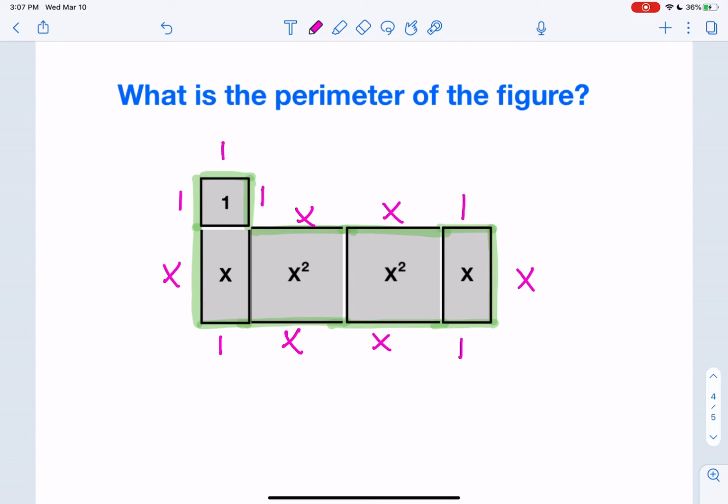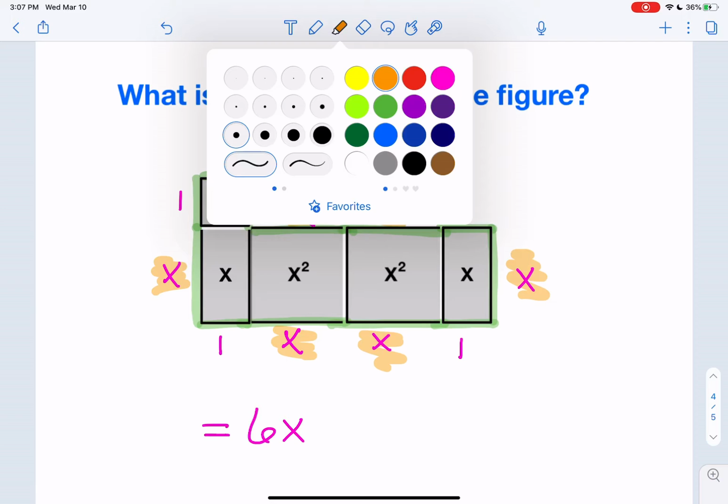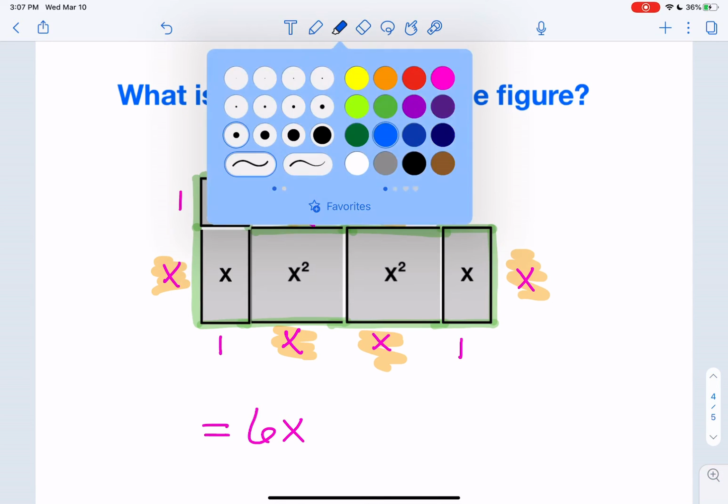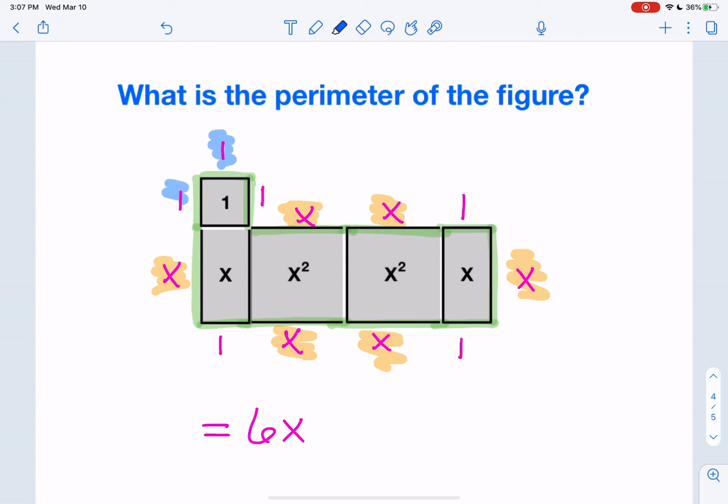Now I look and I count up all my x's and all my 1s. So let's see. For x's, I have 1, 2, 3, 4, 5, 6. So that's going to give me 6 x's. And then for the 1s, I have 1, 2, 3, 4, 5, 6. So my answer is going to be 6x plus 6 1s, which is 6.